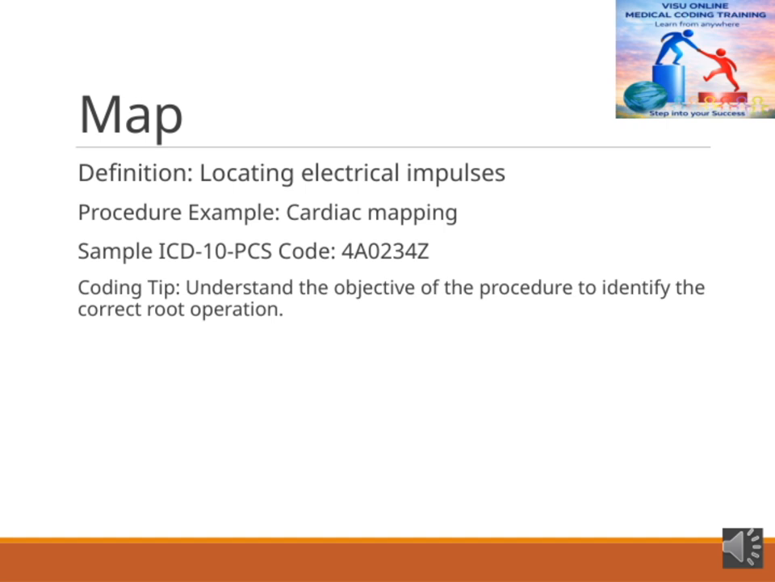One important tip to keep in mind is that understanding the objective of the procedure is crucial. This helps you determine the correct root operation to use when coding. Essentially, you want to focus on what the procedure is aiming to accomplish, whether it's locating, mapping, or otherwise analyzing electrical impulses, so you can select the most accurate code. This step is vital because it ensures precise documentation and proper reimbursement. So, in summary, cardiac mapping is about identifying electrical impulses, and knowing the procedure's goal helps us choose the right root operation for coding. This aligns with our overall theme of accurately capturing complex cardiac procedures through proper coding.